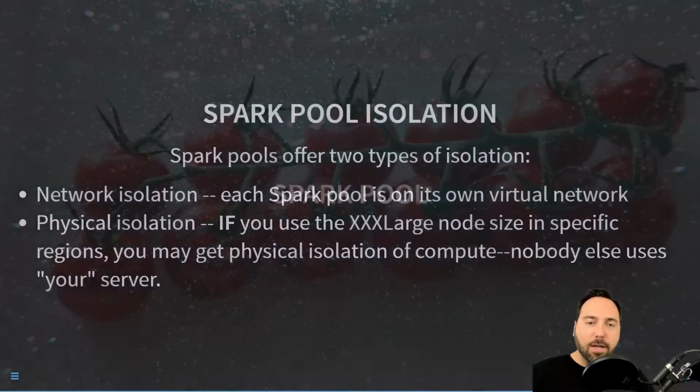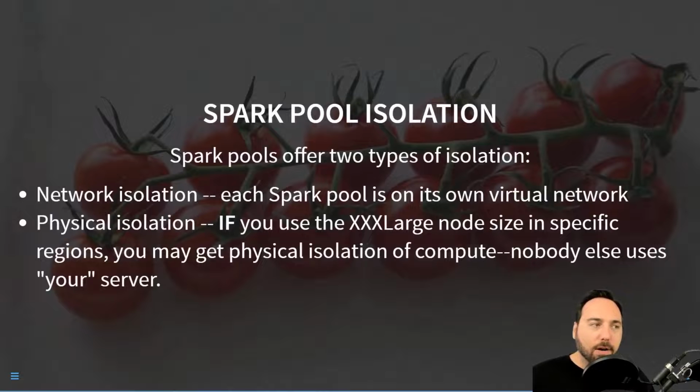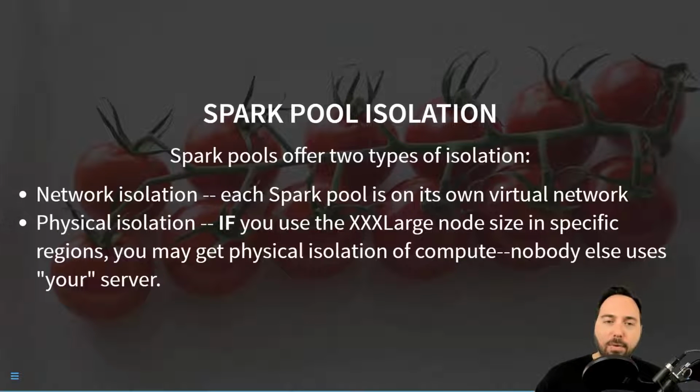Now let's talk Spark. When it comes to Spark, there are two different types of isolation that are relevant. First type, network isolation. Spark pools in their own virtual network. Remember, that happens if you turn on managed VNets. You get that for free. The other one, physical isolation. If you want this, each Spark pool will get its own physical box. Nobody else is using your physical box.